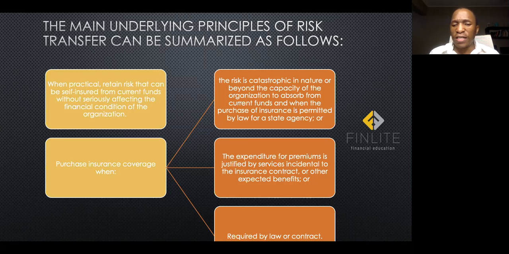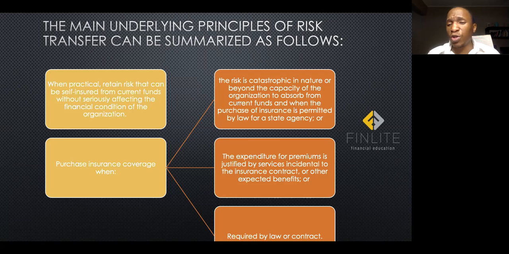And then the second one says the expenditure of premiums is justified by services incidental to the insurance contract or the expected benefits. So if you realize that the premiums actually justify the benefits, then you will definitely consider it and say, I am actually paying, let's say, 500 rands and the potential risk is worth over $1 million. And should that risk happen, I will never have a million. So it's justifiable for a company to take that particular insurance.